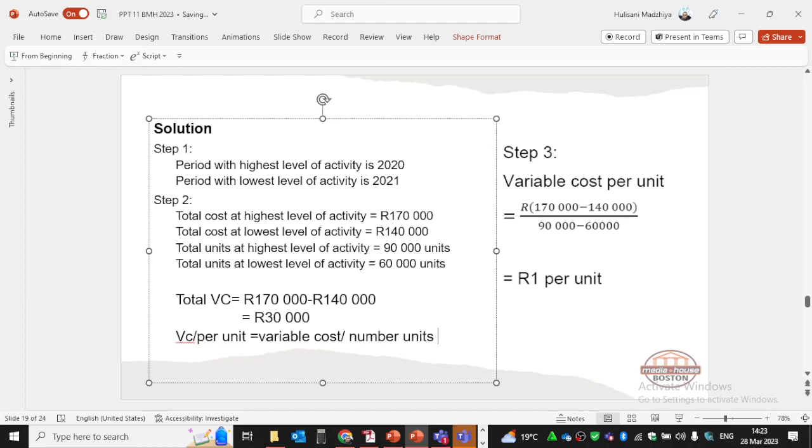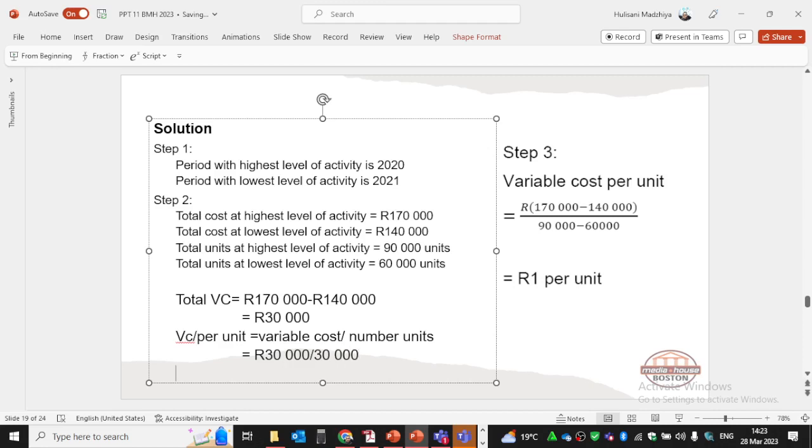So the difference will again be within the number of units which caused the changes. So under this case, we're going to have it being equal to 30,000 divided by the number of units that caused the changes, which is 90 minus 60. So the units that caused all of this change is 30,000 units.